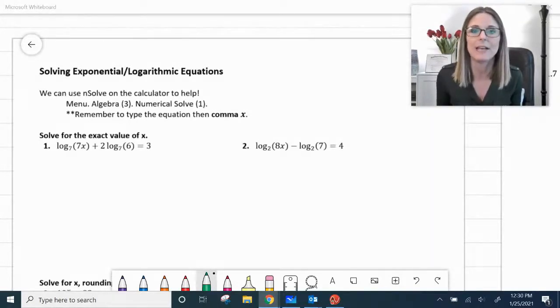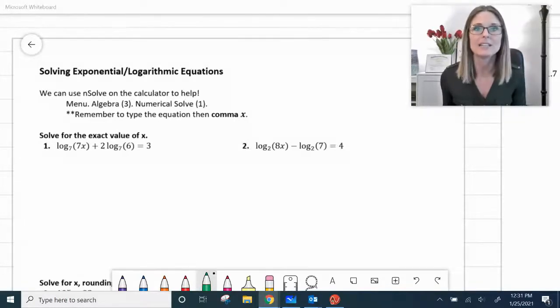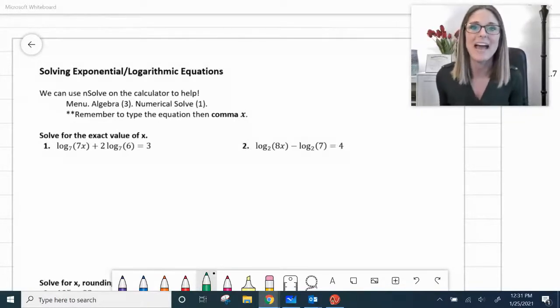Your notes here say, yes, of course, we can use nsolve on our calculator to help. You can go to menu, algebra, numerical solve, and you can type in the entire equations like you see them here. Be sure to do comma, the variable that you used. For all of these it's x, so you could do comma x, close it out, solve, bam. And that's the way I would coach you to do it on EOC or benchmark when you're in a timed test setting, but I know a lot of you want to know how.